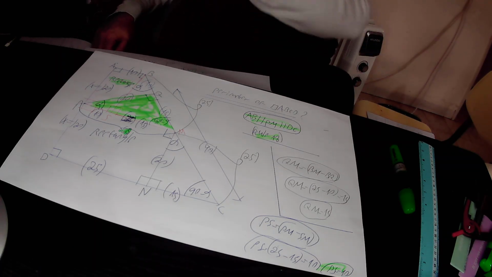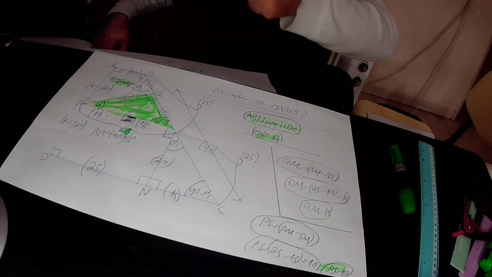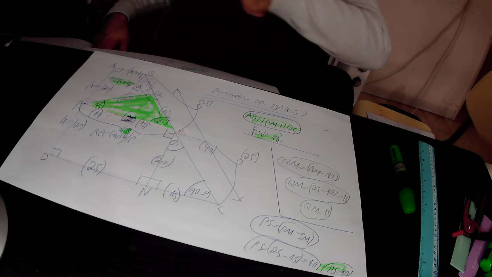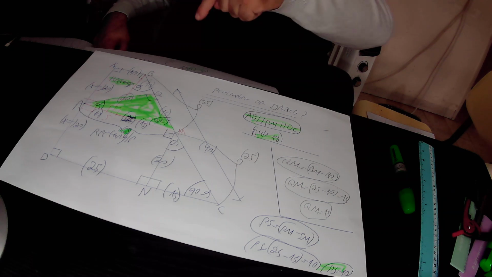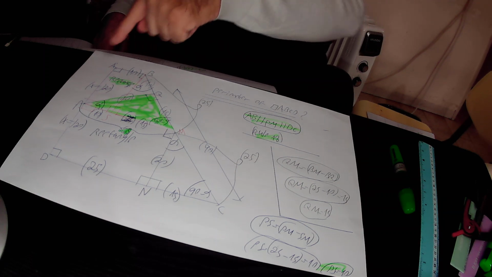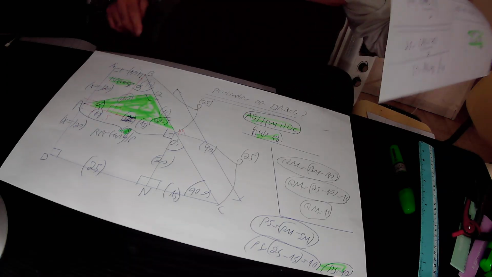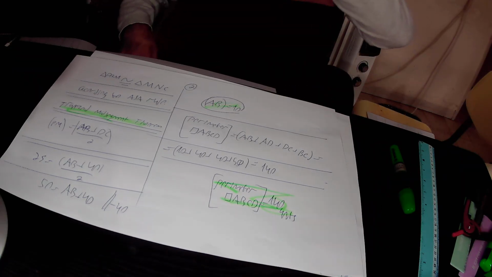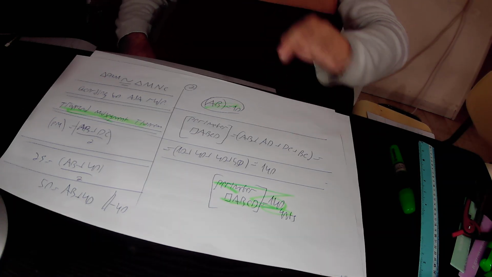So our task is to find the perimeter of this trapezoid ABCD, which is also quadrilateral ABCD. The perimeter of any quadrilateral equals the sum of its four side lengths. That is to say, the perimeter of this quadrilateral ABCD must be equal to AB plus AD plus DC plus BC.